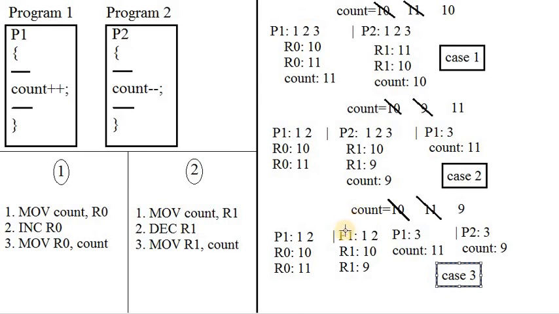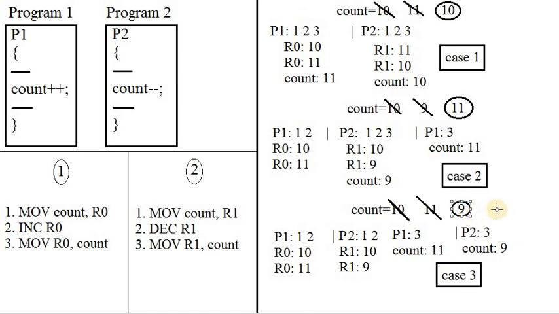So actually here is a mistake. Let me correct this. P2 actually. Okay. Right. So P2 executed with 1 and 2. Then P1 completed its execution with the pending instruction 3, and P2 also completed with the pending instruction 3. So that is case 3. And which value was observed in case 1? Which value was observed as the final value of the count variable? That is 10 here, and in case 2 that is 11 here, and in case 3 that is 9 here.